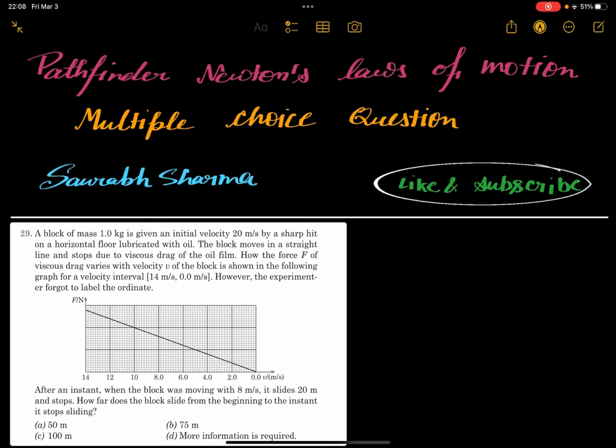Hello friends, this is question number 29 of Pathfinder Newton's laws of motion. What is the wording of this question?